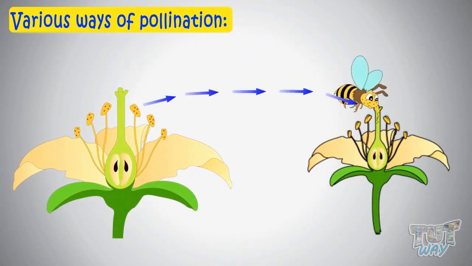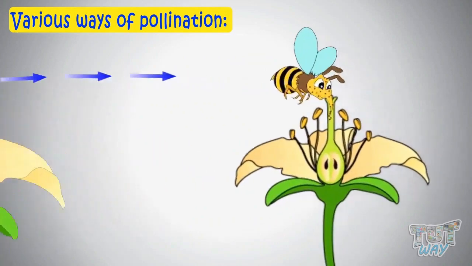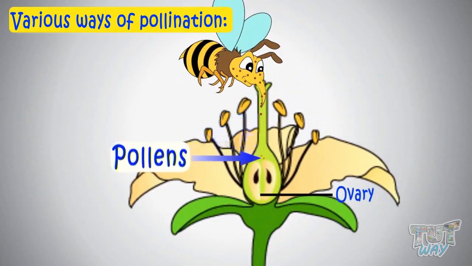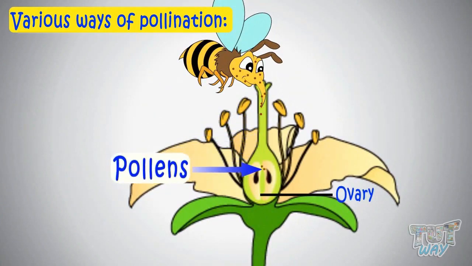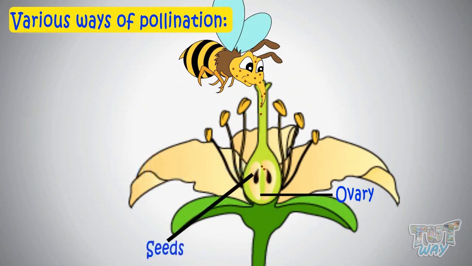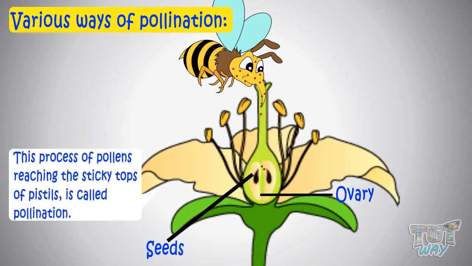When they touch or move around the flower, the pollen grains from the anthers stick to their body. When they sit on another flower, pollen grains that were stuck to their body may fall off or stick to the stigma of that flower. Pollens reaching the sticky tops of pistils is called pollination. Other than insects and birds, bats, water and winds may also transfer pollen grains from one flower to another. They are called pollinators or pollinating agents.